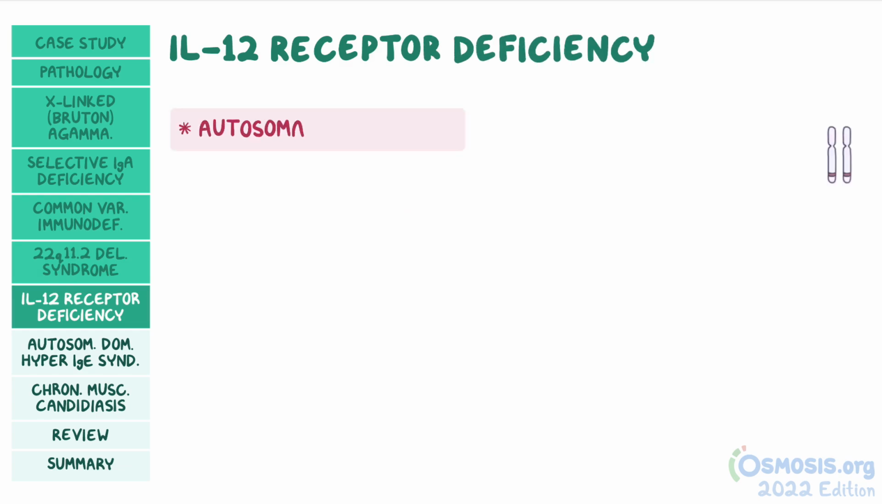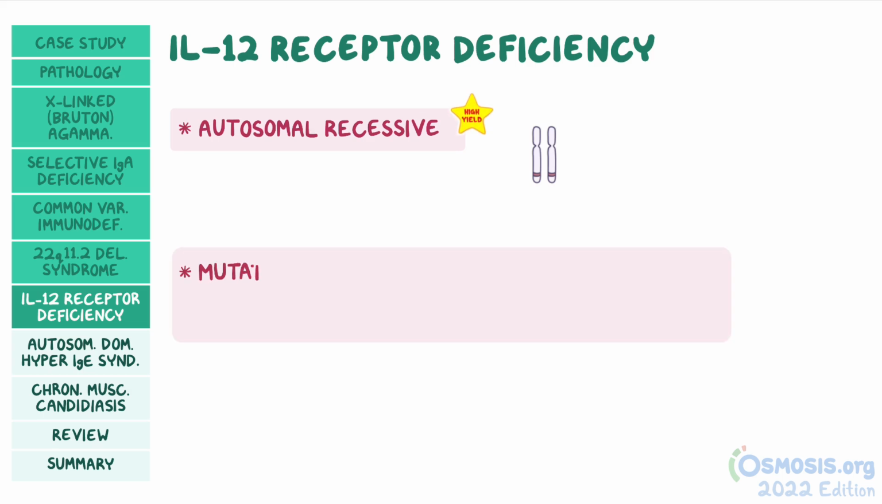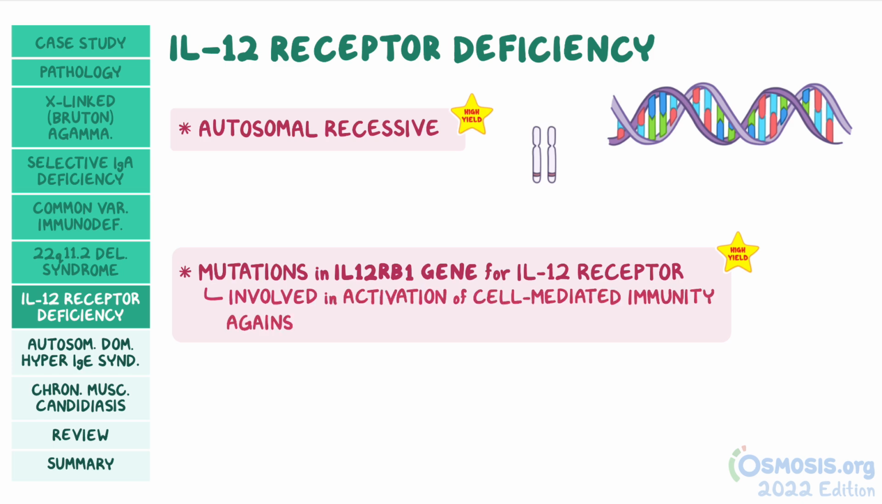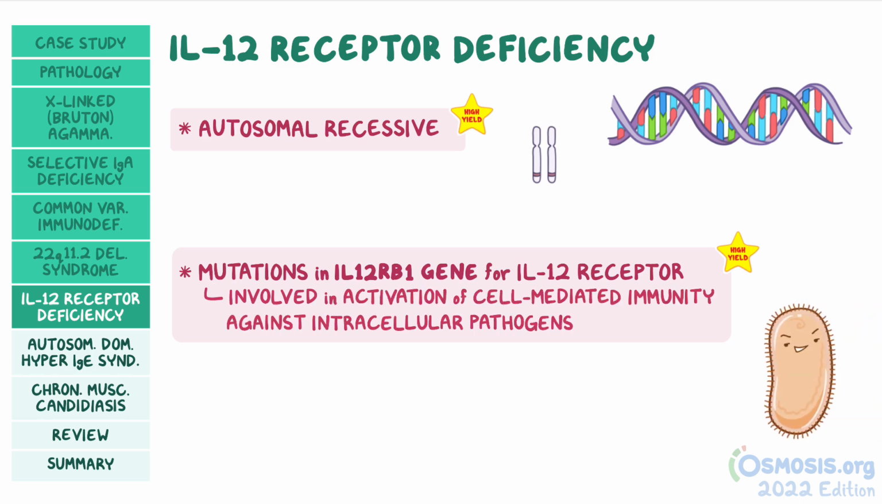This is an autosomal recessive disease caused by mutations in the IL-12RB1 gene that codes for the interleukin, or IL-12, receptor, which is normally involved in the activation of cell-mediated immunity against intracellular pathogens. Long story short, here's what you need to know.